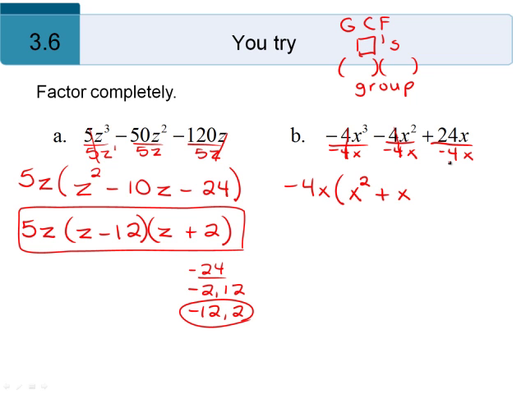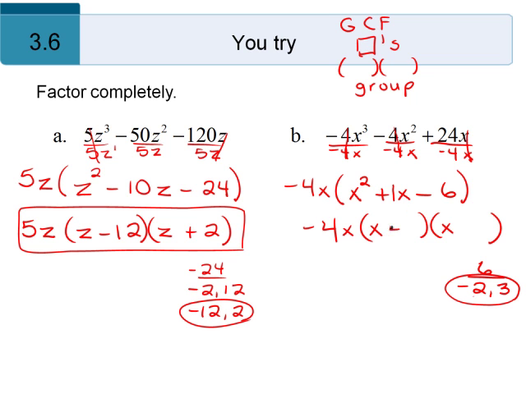And then 24 divided by negative 4 would be negative 6, and the x's cancel. So that's what we have left in the parentheses. Now we're going to try and factor that into FOIL. So bring down negative 4x, and now we're going to set up FOIL. Since I just have x squared, I can put x and x in the first place of FOIL. And I'm trying to find the factors of a negative 6 that add up to 1 there in the middle. So if I have negative 2 times 3, well, that's it right there. Negative 2 plus 3 gives me positive 1. So that's the set of numbers I need.